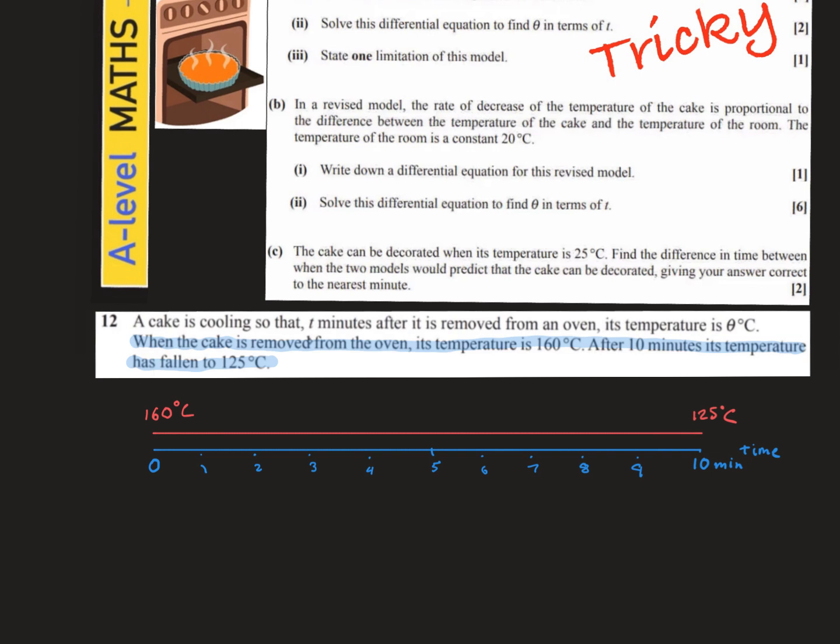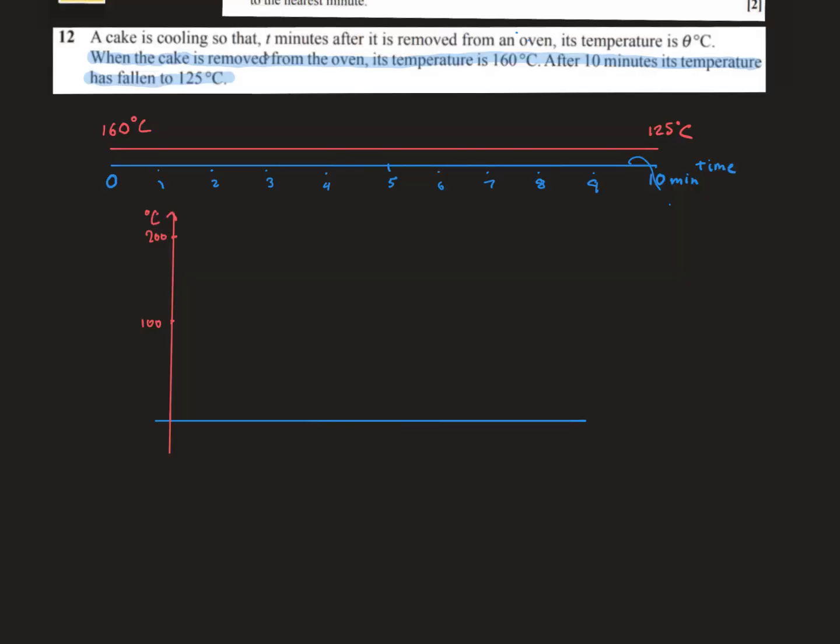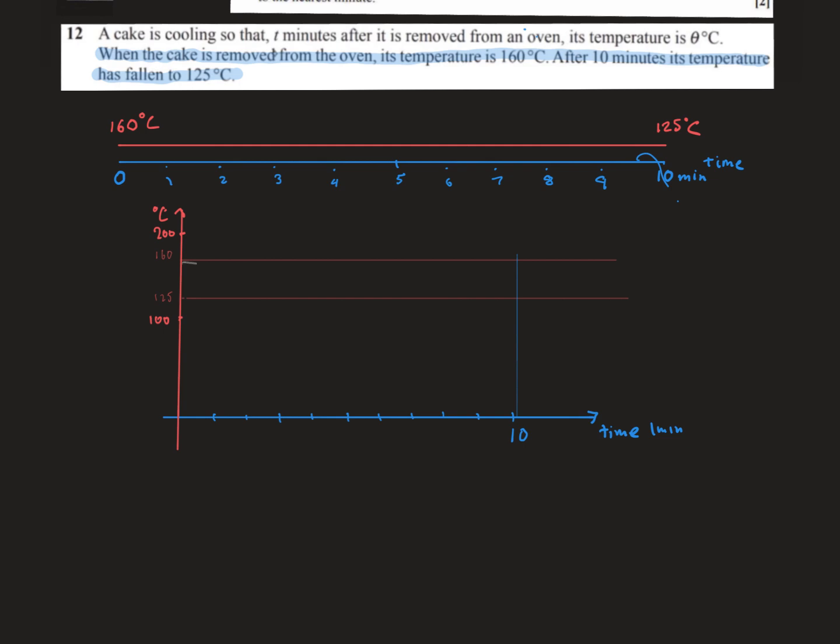But mathematicians do not see it this way. They like to put things in graph form, where the vertical line is going to show us the temperature and the horizontal line is going to show us the time in minutes. So we can see that our cake is cooling from 160 to about 125 here, and it's doing this over a 10-minute period, so that our temperature decrease will look something like this.